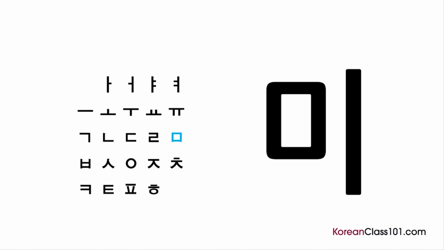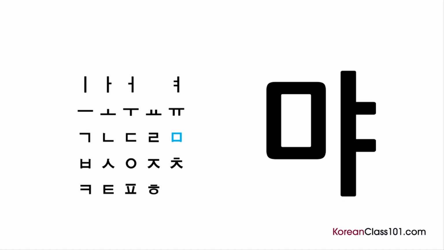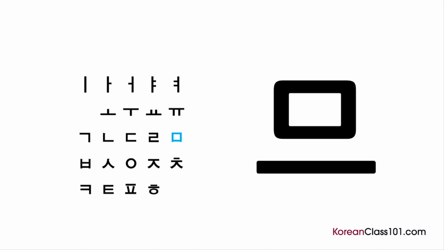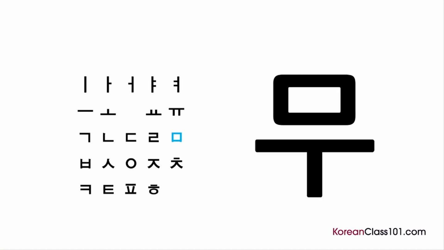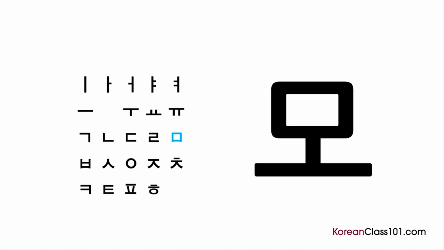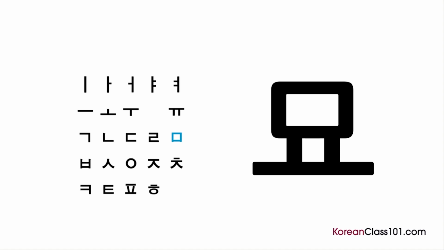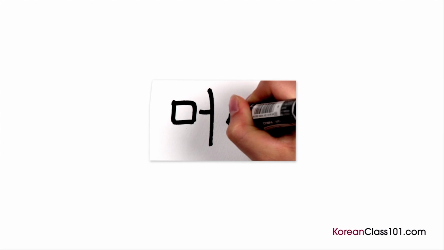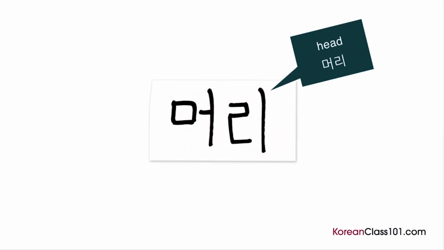미, 마, 머, 며, 무, 뮤, 모, 묘. To remember the sound of this character, you could think about the shape of a monitor or an open mouth. Try to read this. 머리. This means head.